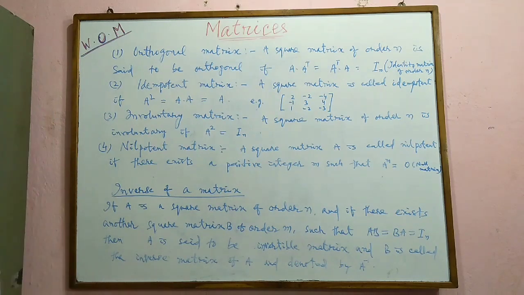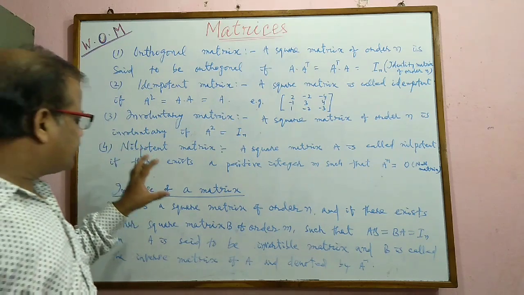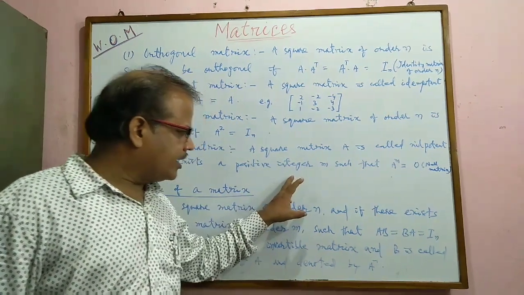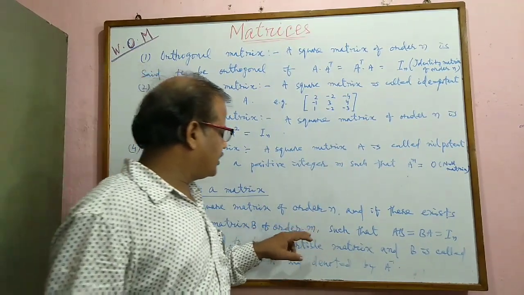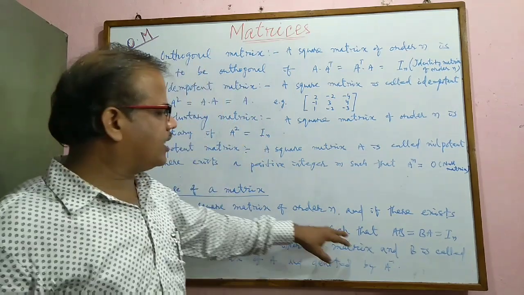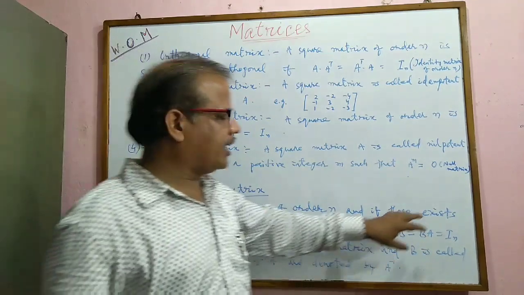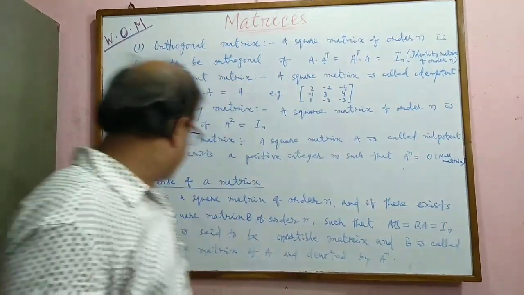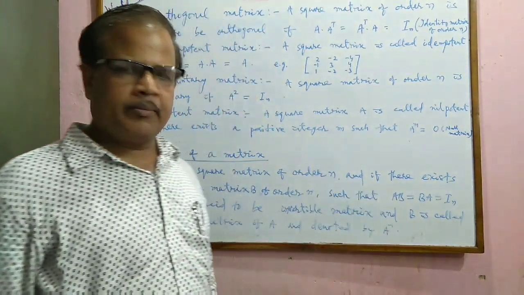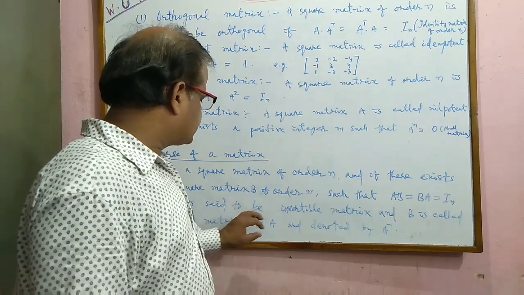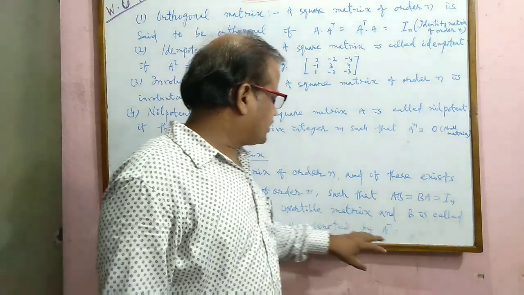Then inverse of a matrix. If A is a square matrix of order n and if there exists another square matrix B of order n such that AB is equal to BA, that is equal to identity matrix of order n, then A is said to be invertible matrix and B is called the inverse of matrix A and denoted by A inverse.